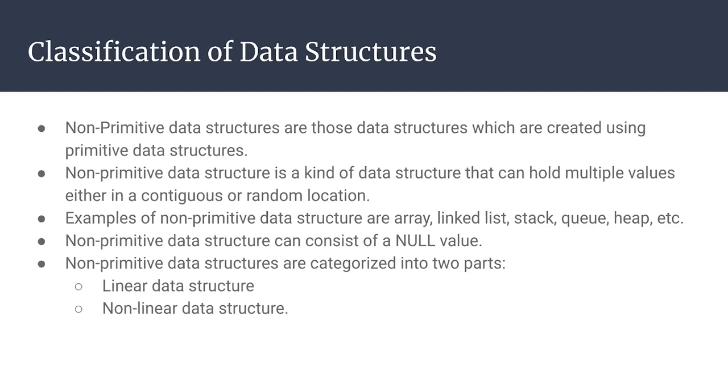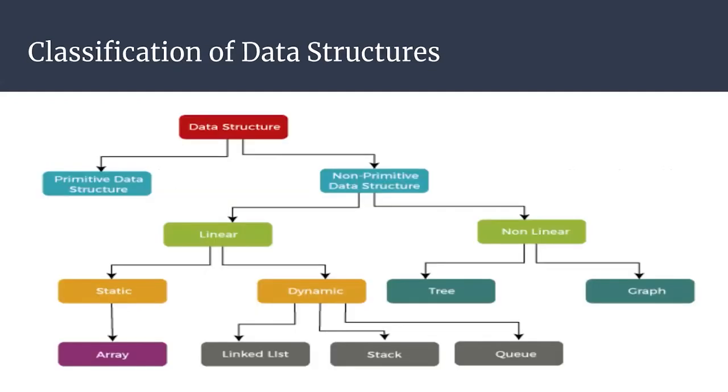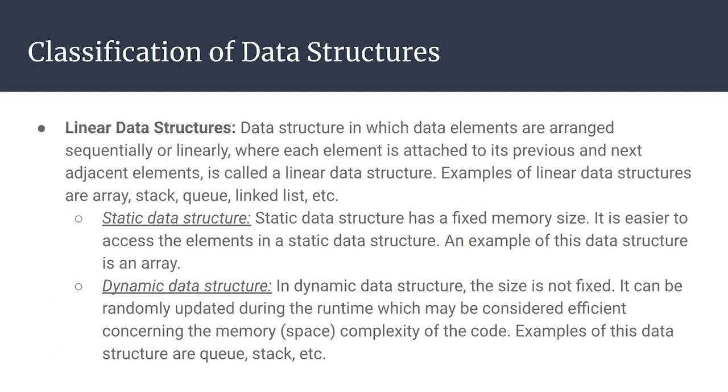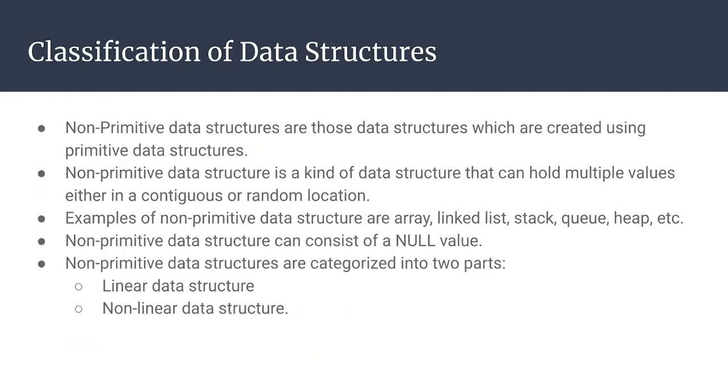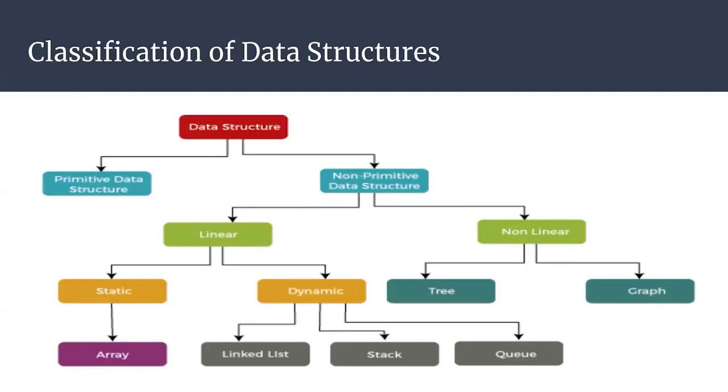Now non-primitive are also categorized in two parts: linear data structure and non-linear data structure. Linear data structures, as we learned, are one after another. So 1, 2, 3, 4: 2 is coming after 1, and 3 is coming after 2, right? So they are in order. But what about non-linear? Non-linear data structure is when they are in random fashion. They are not after one another, right?